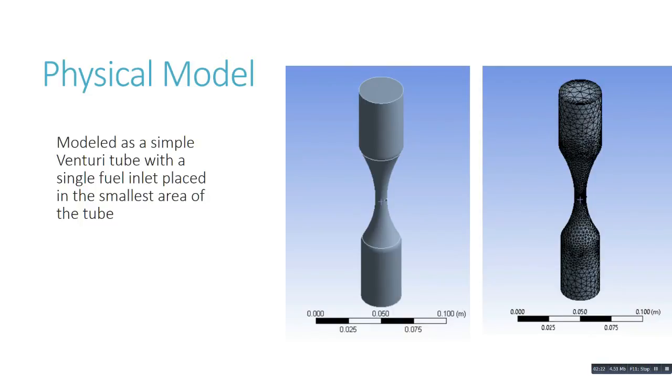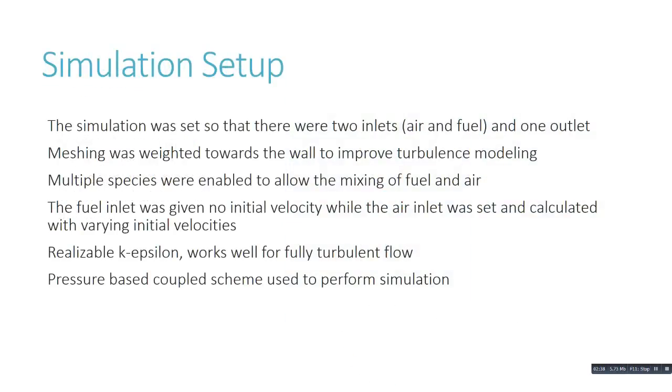Physical model. For simulation, the carburetor is treated as a simple venturi tube with a single fuel inlet, shown here, placed at the throat of the venturi tube. The air will enter in through here and exit out the bottom. The image to the right shows a mesh of the model.